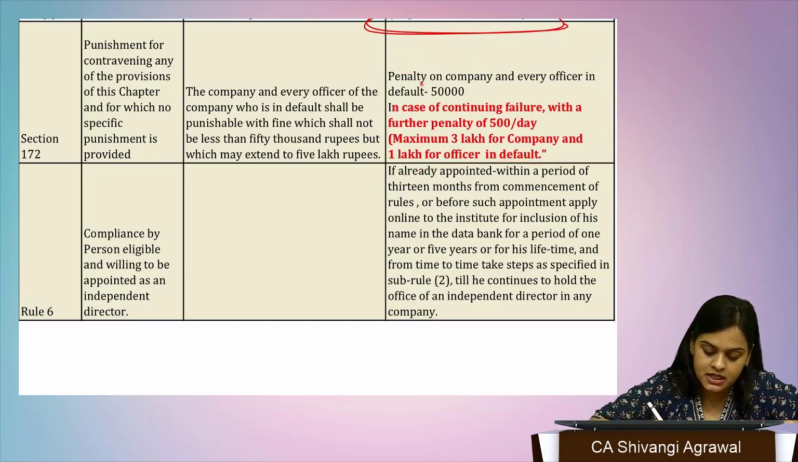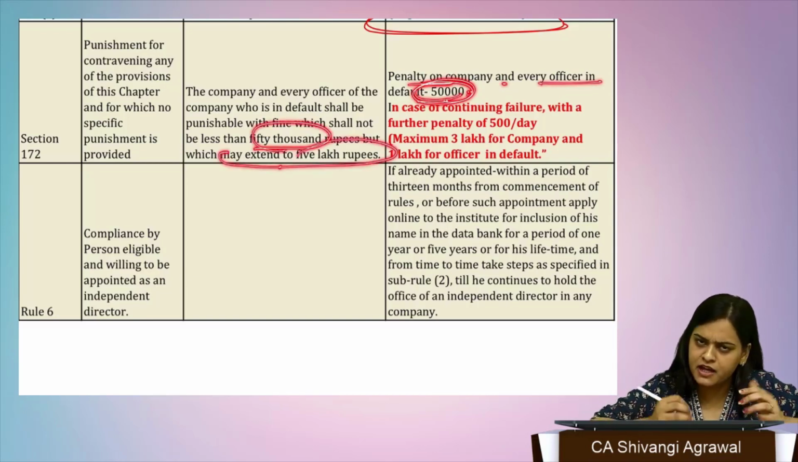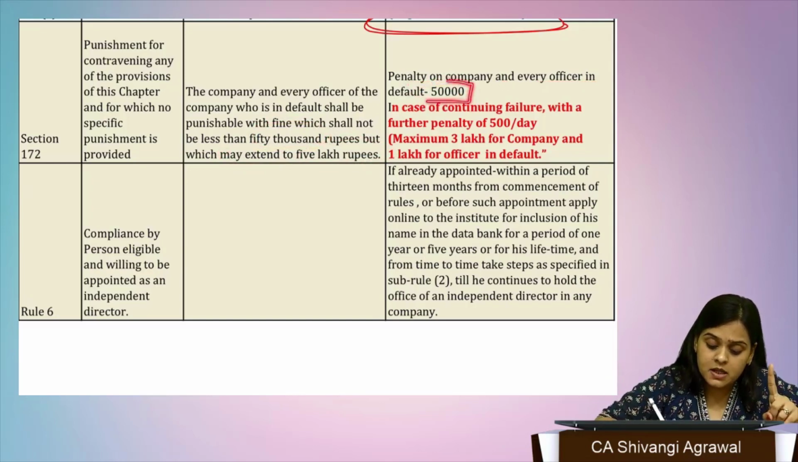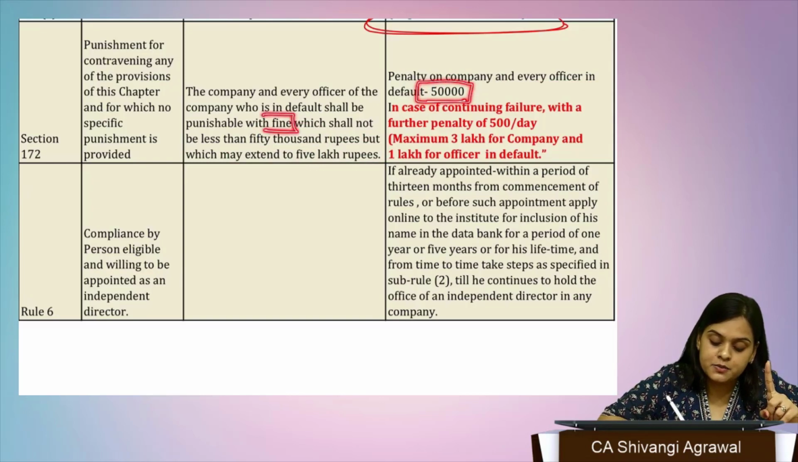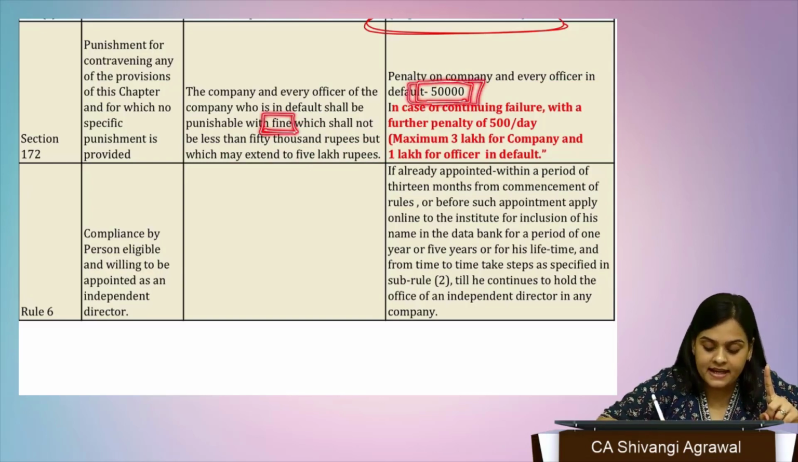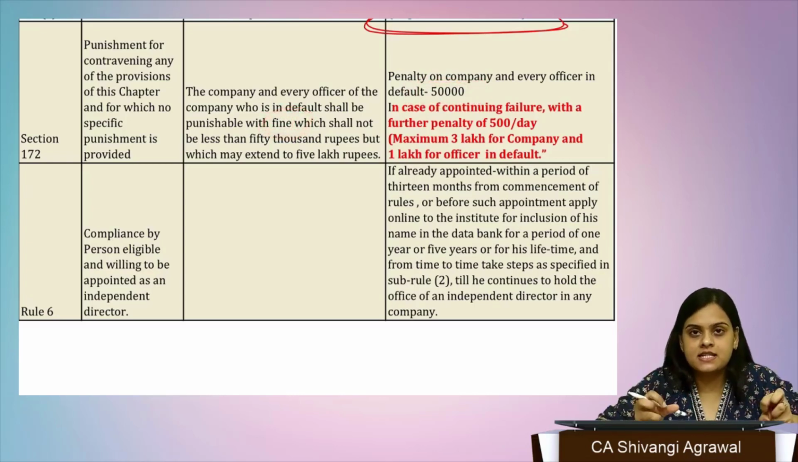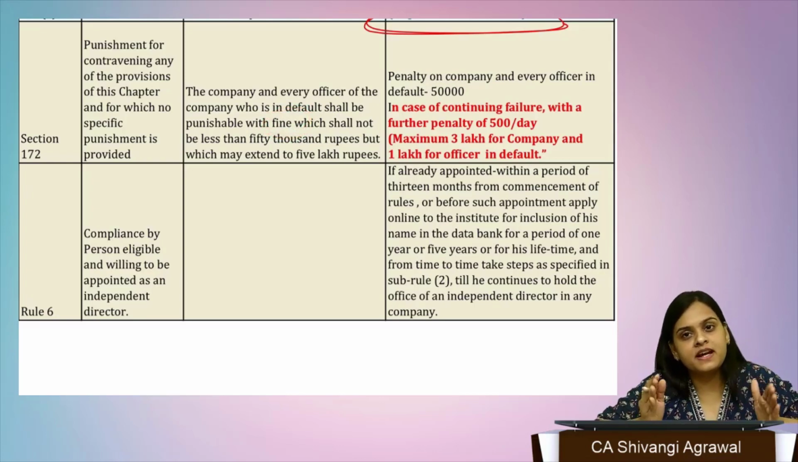What has been changed? The penalty on company and officer in default is 50,000. Earlier it was minimum 50,000, maximum 5 lakh for both company as well as officer in default. Now there is a penalty. Earlier there was a fine. Now there is a penalty. Penalty means a fixed amount. Fine has to be adjudicated. I hope you understand the difference between fine and penalty.